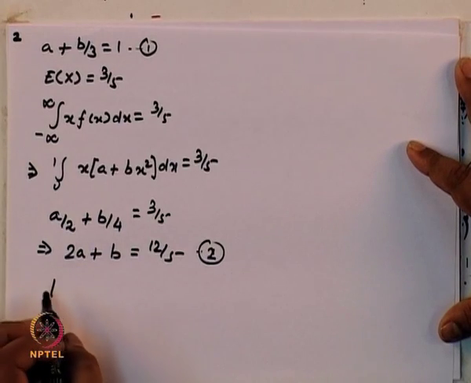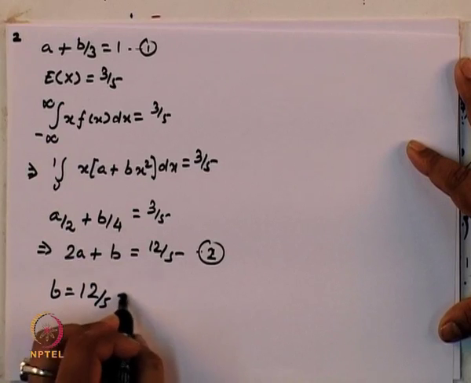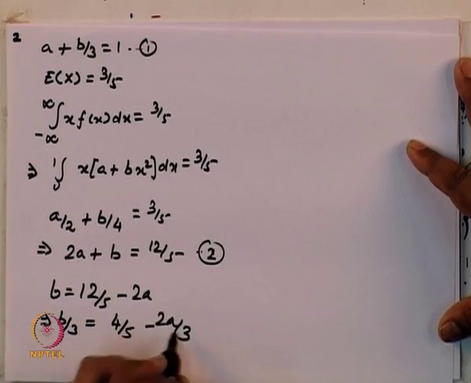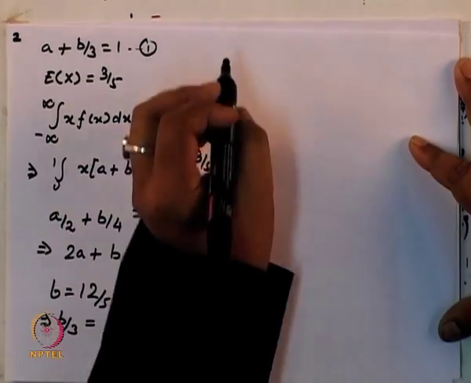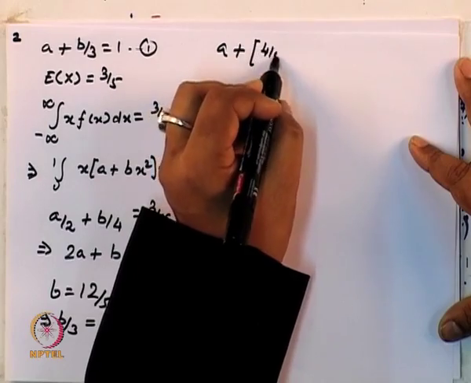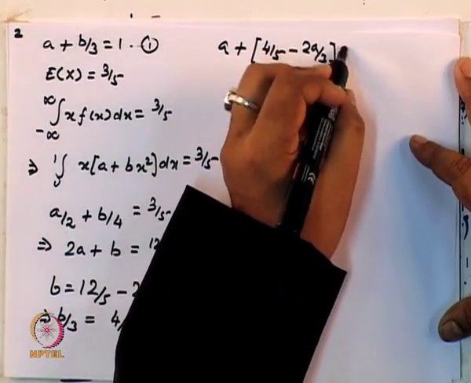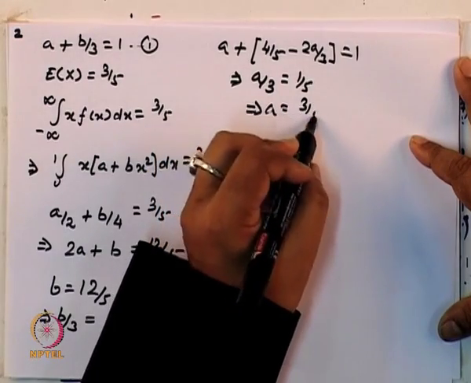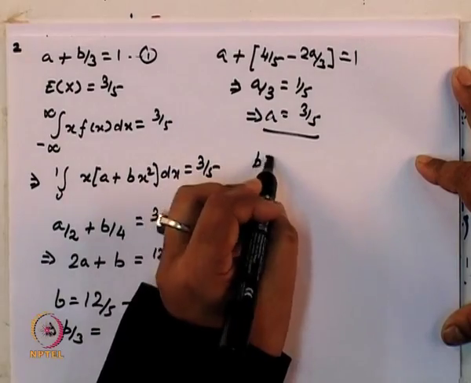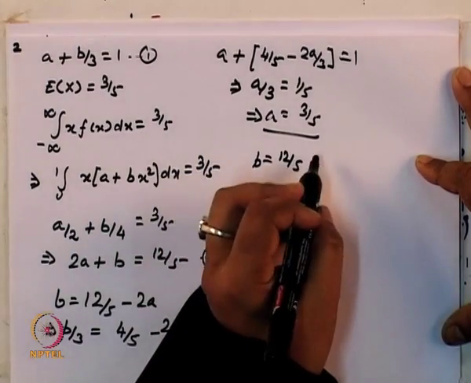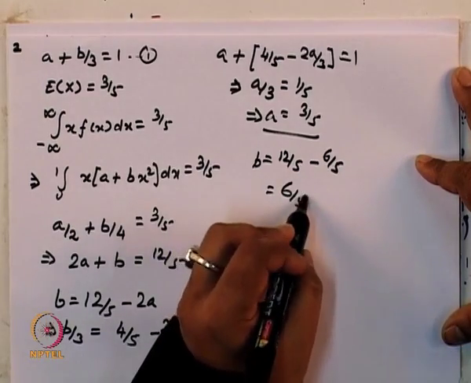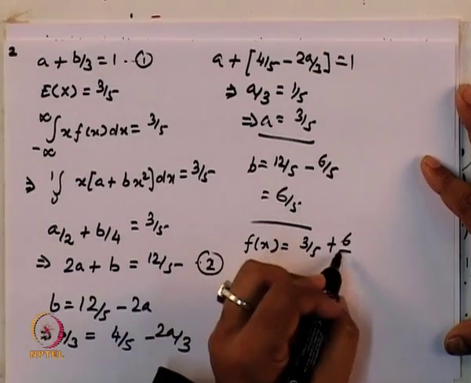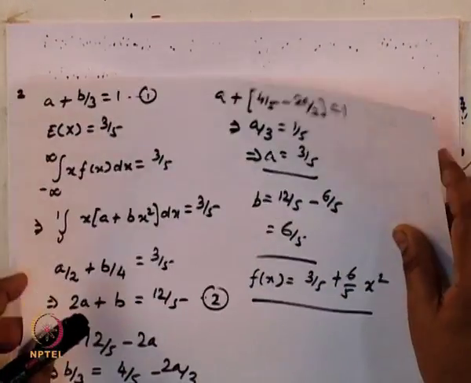So from this equation I can write b is equal to 12/5 minus 2a, implying b by 3 equal to 4/5 minus 2a by 3. And if we plug this value in equation 1, then we have a plus 4/5 minus 2a by 3 equal to 1, implying a by 3 equal to 1/5, a is 3/5. So then b becomes 6/5. Thus f(x) becomes 3/5 plus 6/5 into x square.